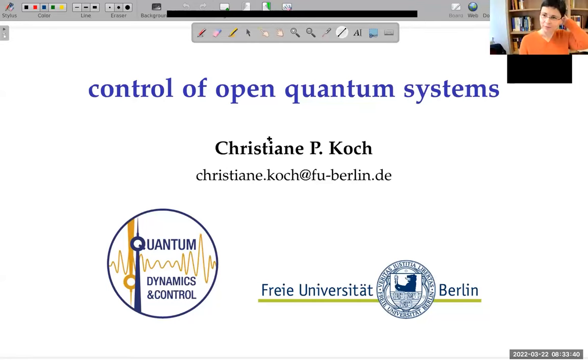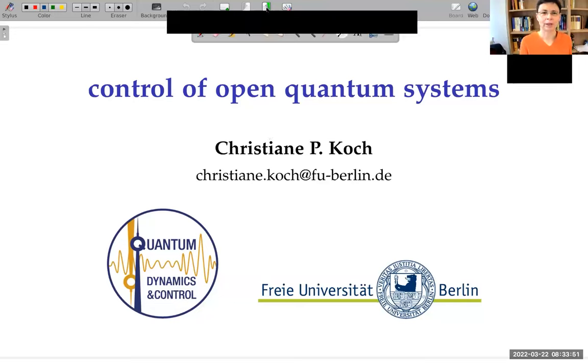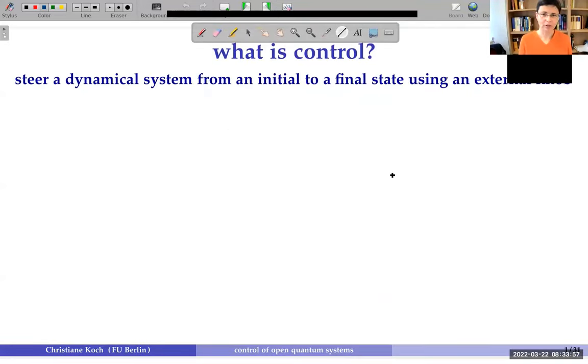Okay, so control of open quantum systems. You've heard already a little bit about open quantum systems in Daniel's lecture yesterday. So here, let's now go to the second point in this title, namely control. So what is control? The most general answer that you can give to that question is: control is when you steer a dynamical system from an initial to a final state using some external knob.